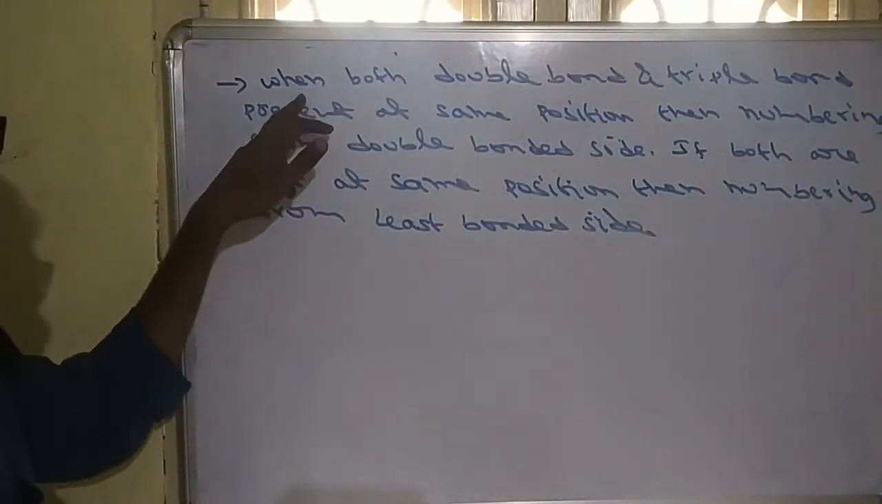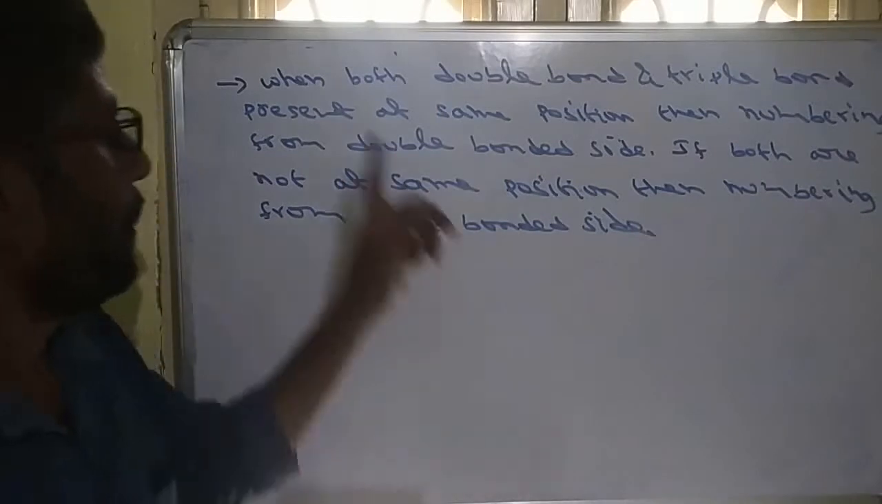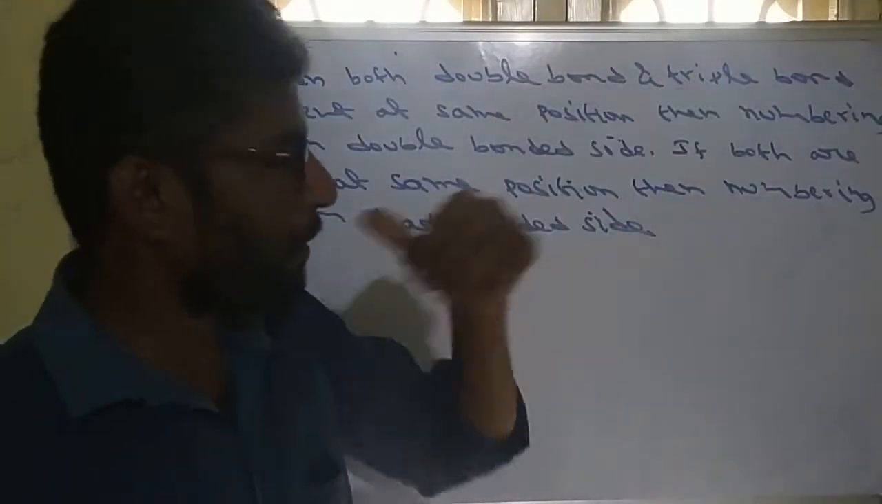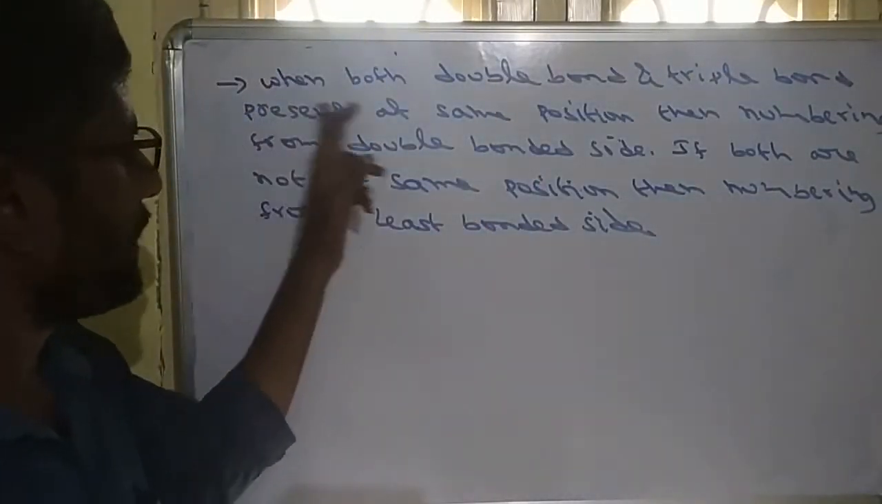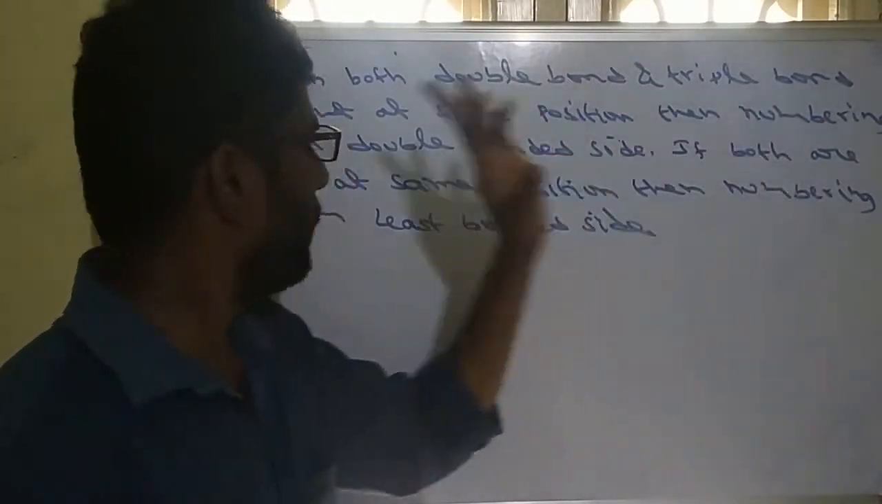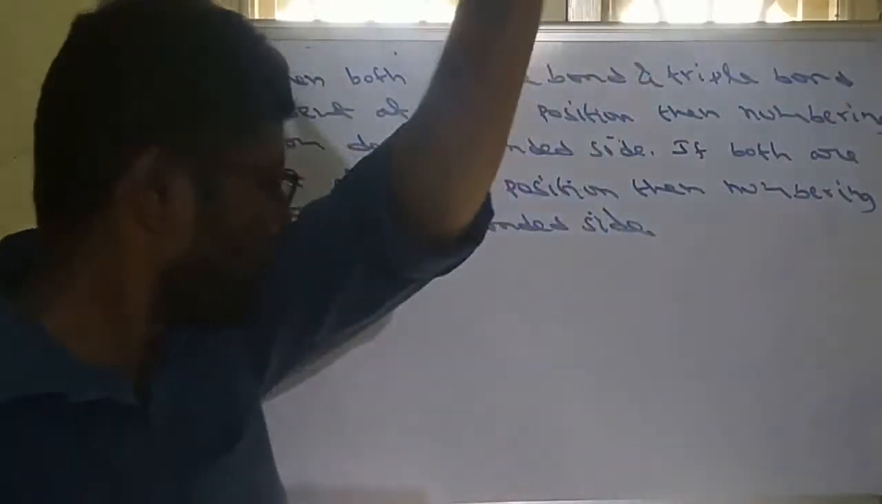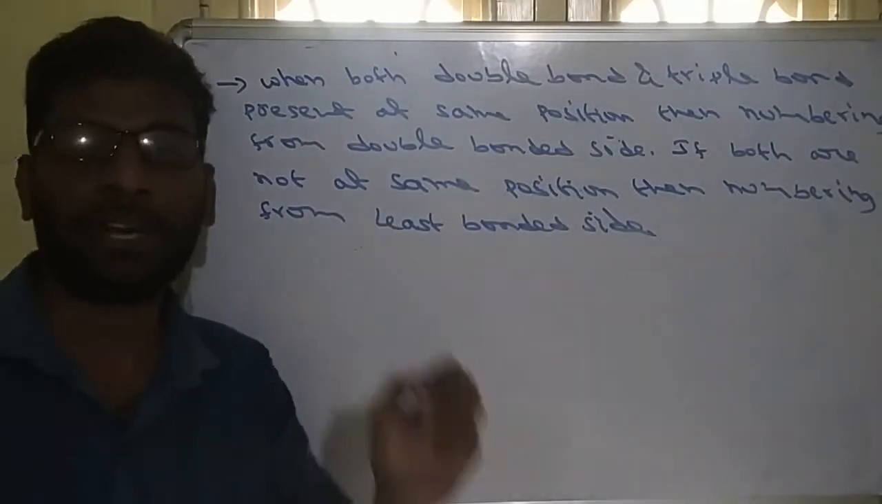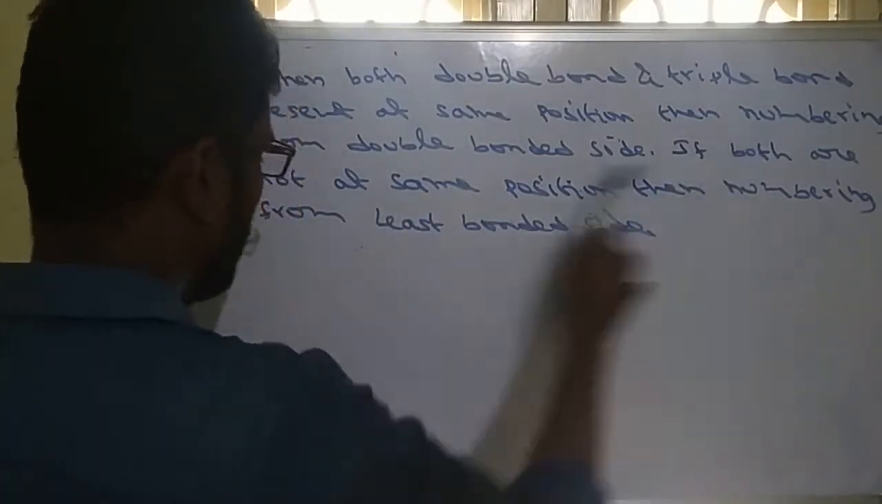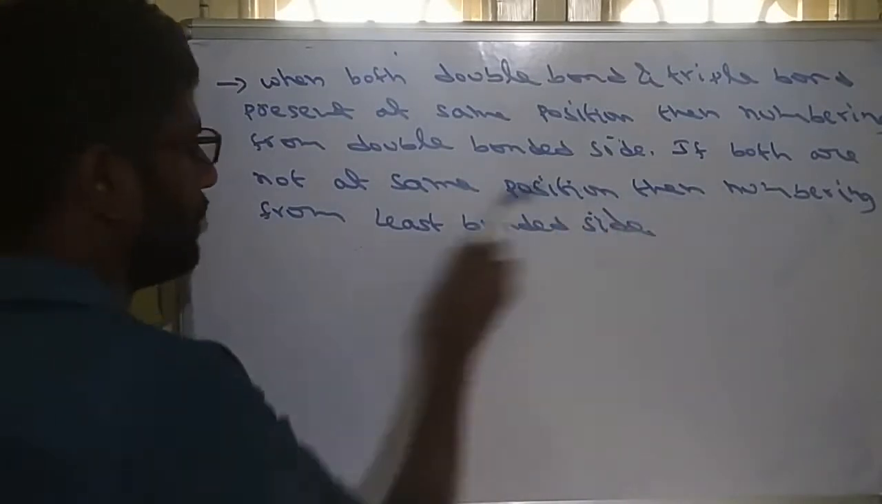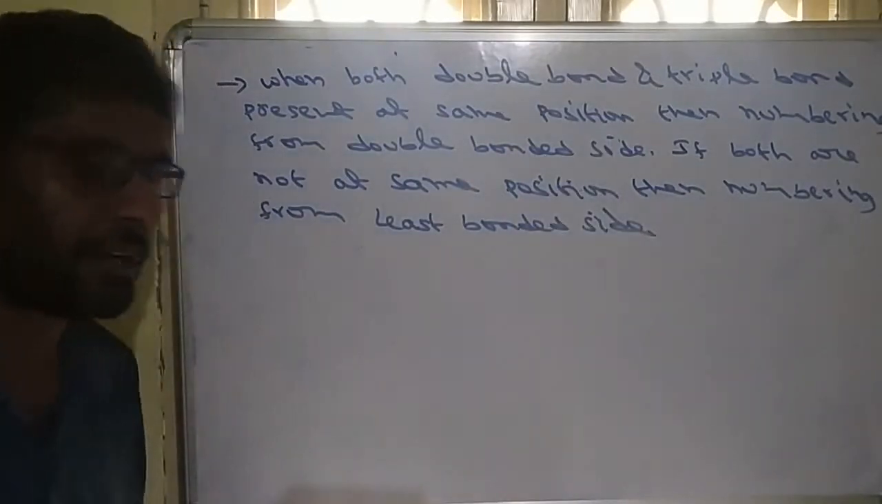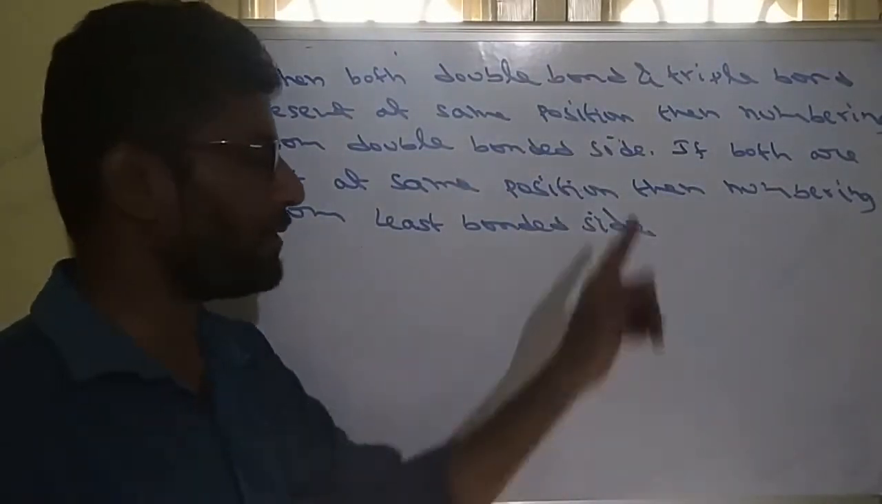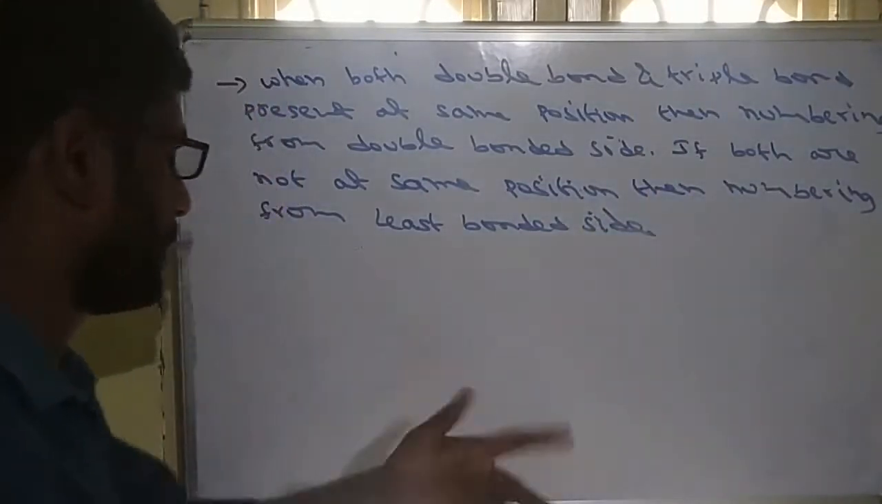This exception is applicable to double and triple bonds. When both double bond and triple bonds are present and they are present at same position, then numbering is from double bonded side. When double bond, triple bond present at same position, from the double bonded side we have to give numbering. If both are not at same position, then the numbering from least bonded side. It can be double, it can be triple, which is the least, that side we have to give. See the example.